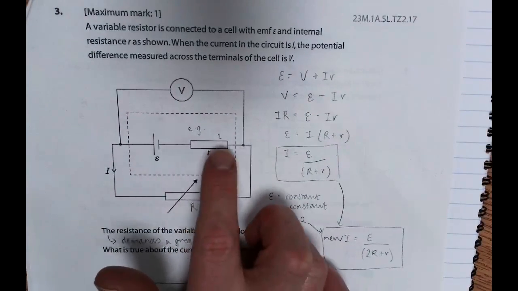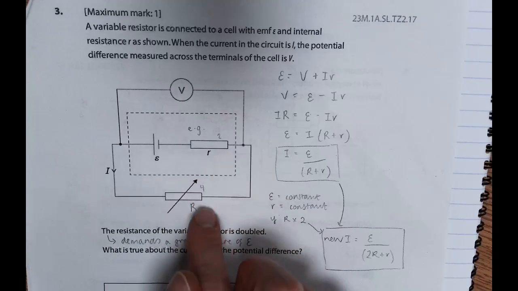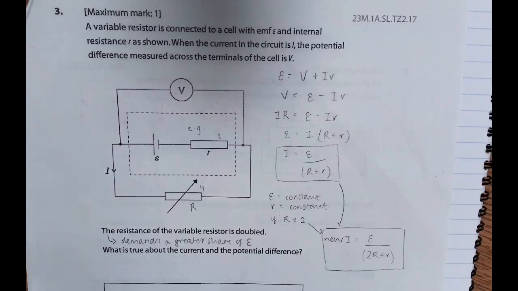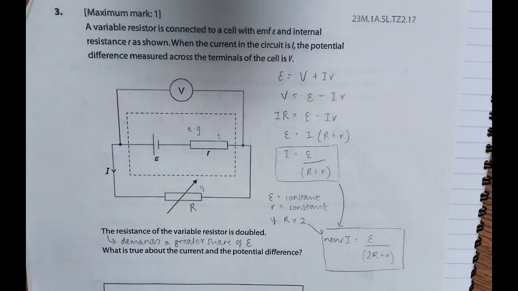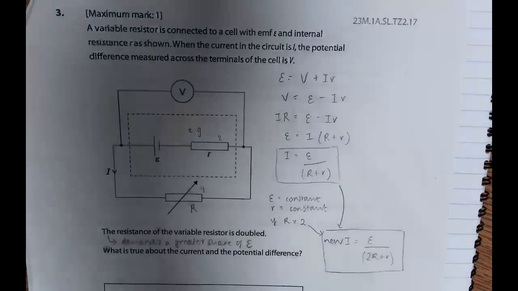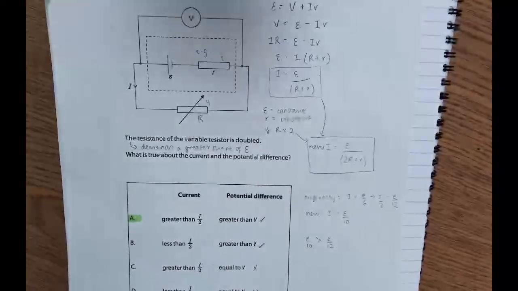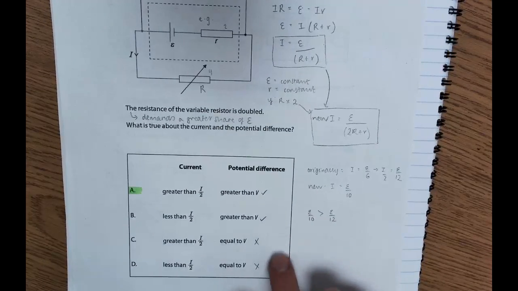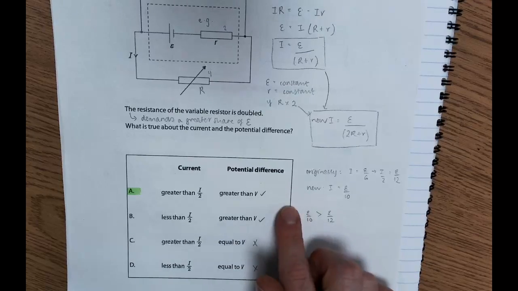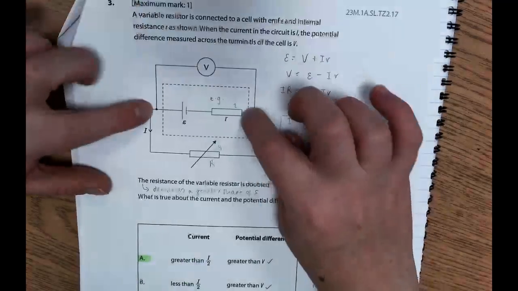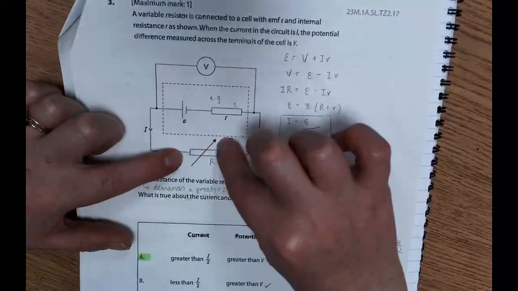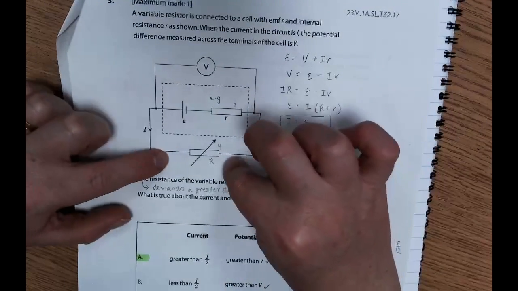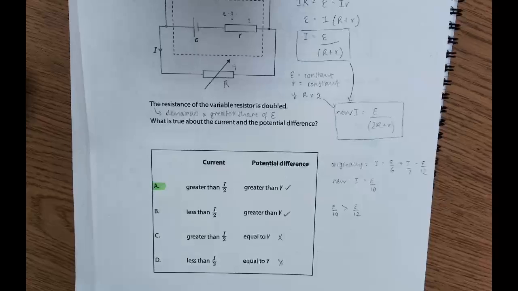I've then just written a list of things. So initially we have a value of little r, and a value of big R. The resistance of the variable resistor is doubled. So I immediately know if it's a higher resistance resistor now, it's going to demand a greater share of the EMF. And so I know to get rid of C and D already. I already know that the voltmeter is going to read the voltage drop across this resistor, because it's measuring before and after. It's going to be a larger value. Okay.